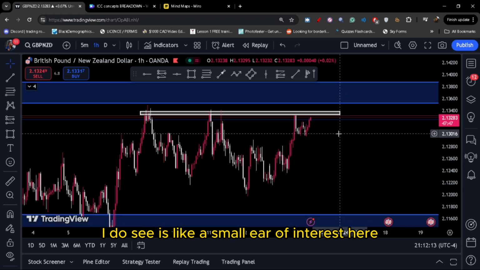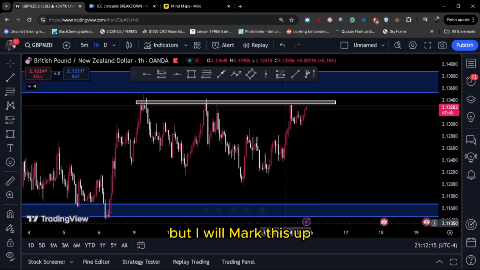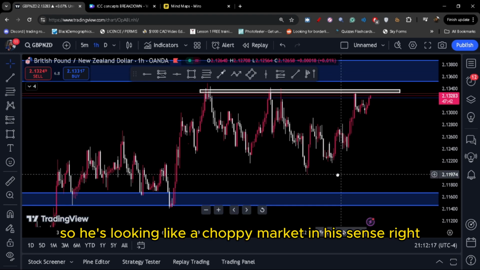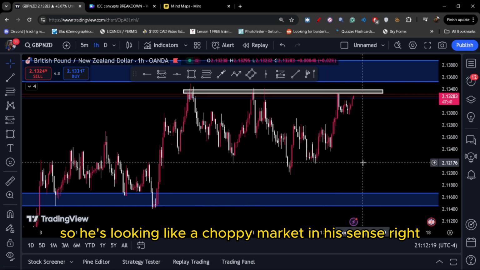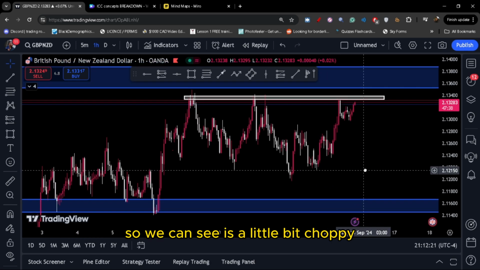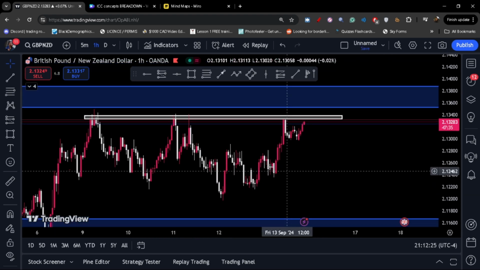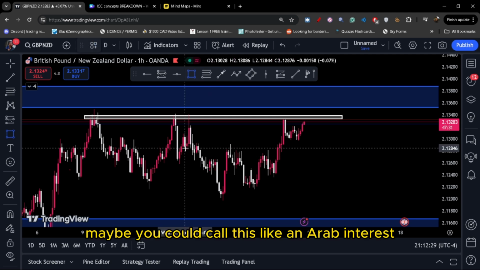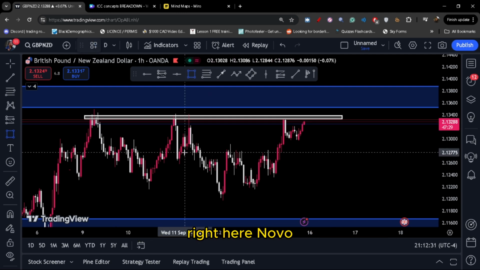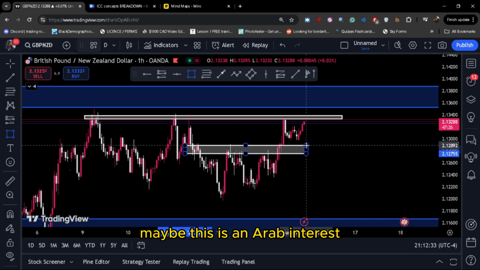I do see a small area of interest here, but I won't mark this up. So it's looking like a choppy market in a sense, right? We can see it's a little bit choppy. Maybe you could call this an area of interest right here. Not even maybe, this is an area of interest, right? So boom.